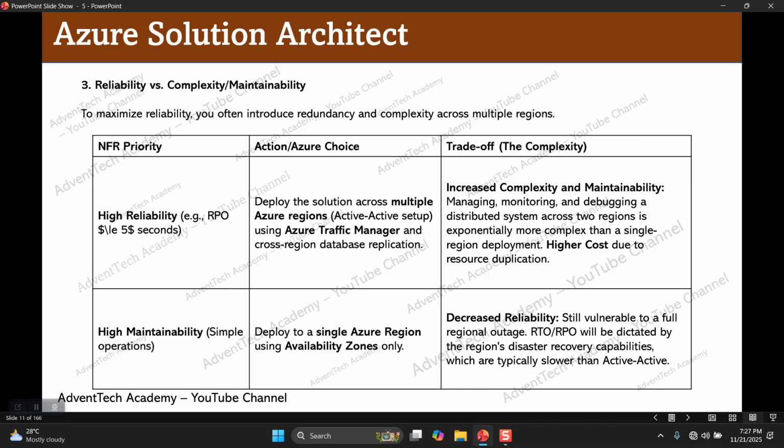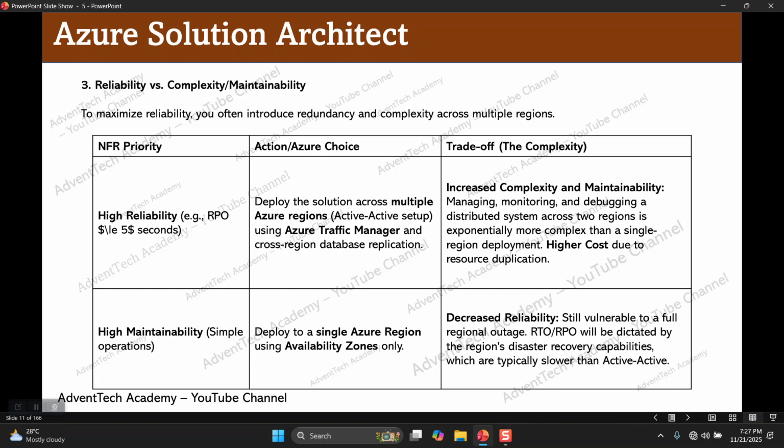Here the trade-off is increased complexity and reduced maintainability, because we are spreading the solution through multiple regions, US, Europe, Asia, and we are distributing the traffic using Azure Traffic Manager. So this will increase the complexity and maintainability burden. Managing, monitoring, and debugging a distributed system across multiple regions is exponentially more complex than a single region deployment.